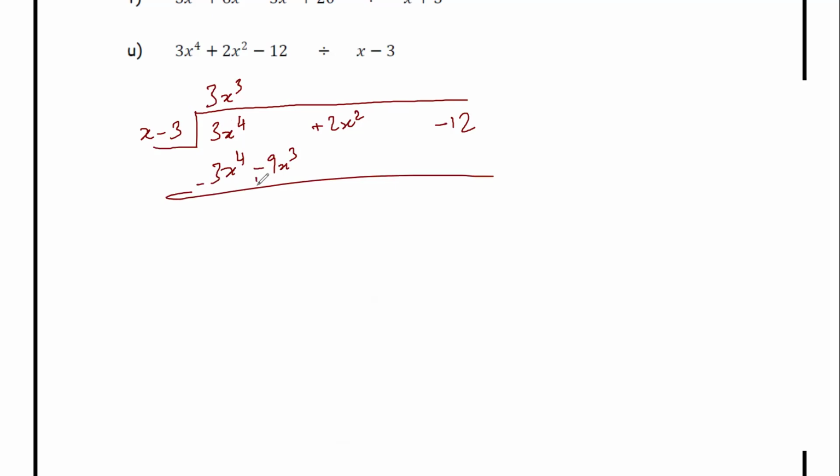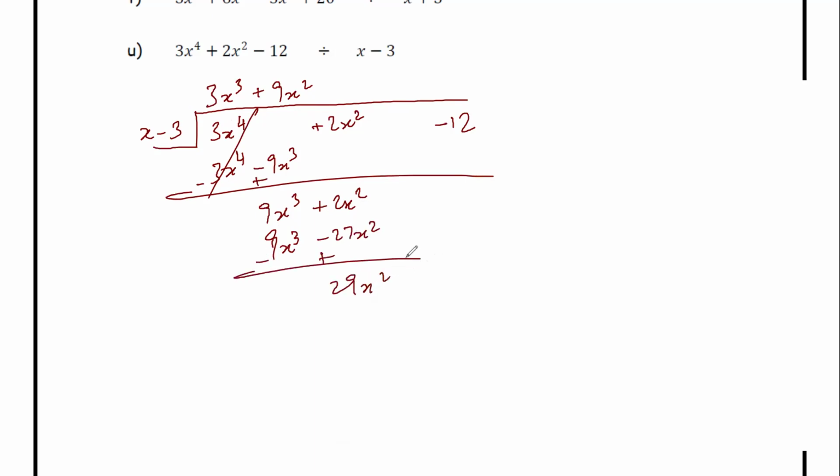Change the sign. This cancels. I got negative x cubed. I'm bringing down 2x squared. So now I want 9x cubed. So it'll be 9x squared into x gives me 9x cubed. And then negative 27x squared. Change the sign. And I got 29x squared.